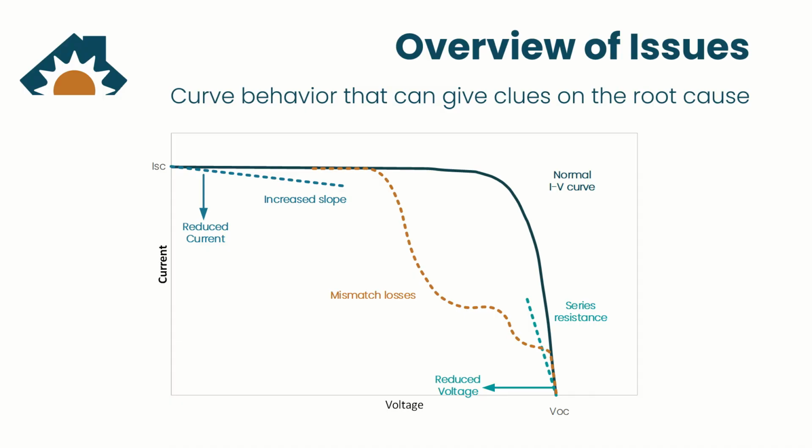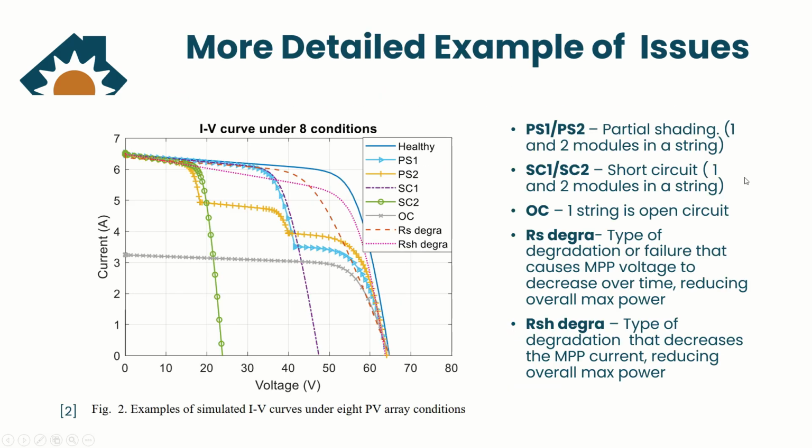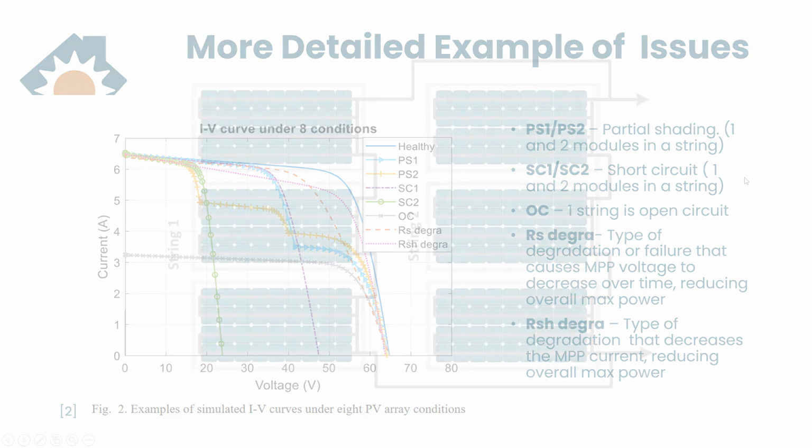This is a very high-level summary of the various behaviors you may see in an IV curve test report. Some of these curves could give you clues on what the root issue is, and we'll go over these individually a little bit later. Here is a more detailed example of the IV curve issues that can occur.